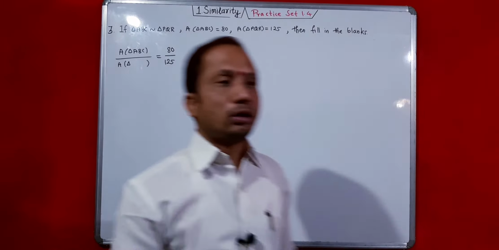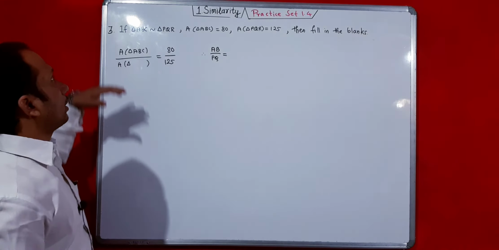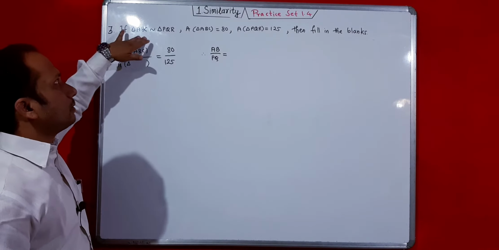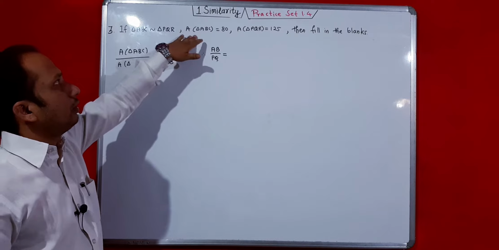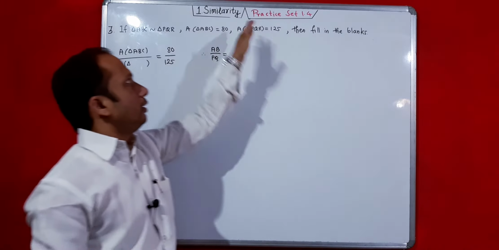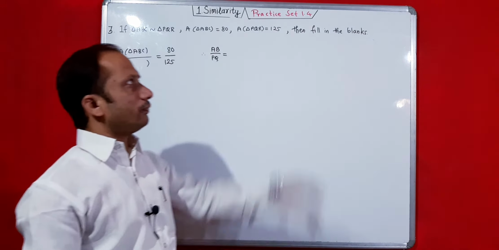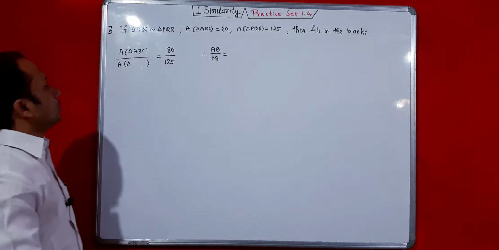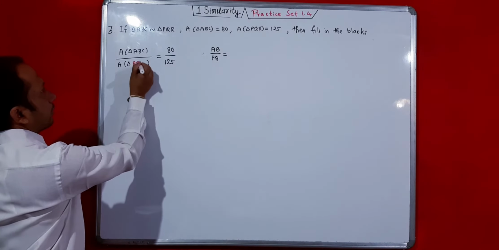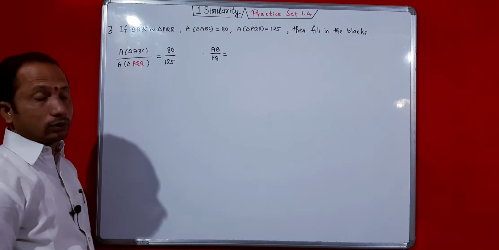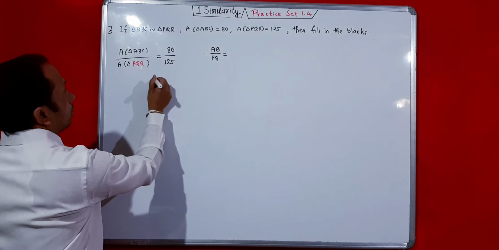Okay, we'll solve the third problem. In the third problem there is one of the activities. If triangle ABC is similar to triangle PQR, and the area of triangle ABC is 80 and the area of triangle PQR is 125, then fill in the blanks. So this is given here, you have to write triangle PQR, 80 upon 125, and then you have to convert this.